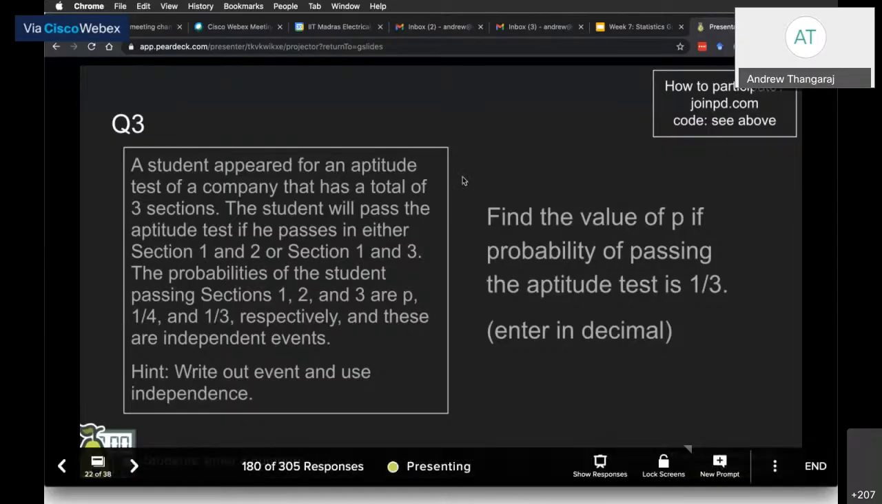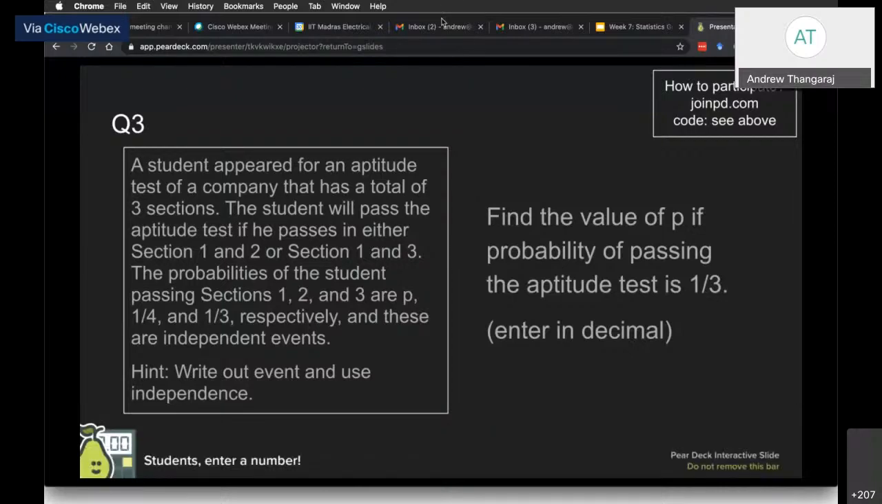Okay, so people are slowly inching towards the two-thirds mark. Maybe we won't hit the two-thirds mark, I don't know. Let me give 1 more minute. This is a slightly more difficult question.